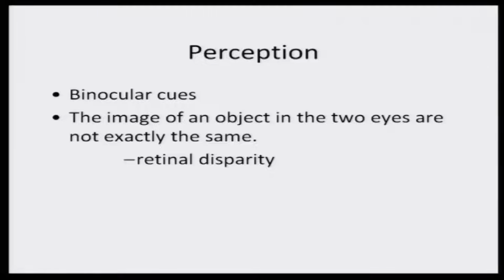Having discussed monocular cues, let us now look at the binocular cues. Now, binocular cues basically is the situation where cues come from both the eyes. So, the image of an object that falls on both the eyes, the left and the right eyes, are not the same.